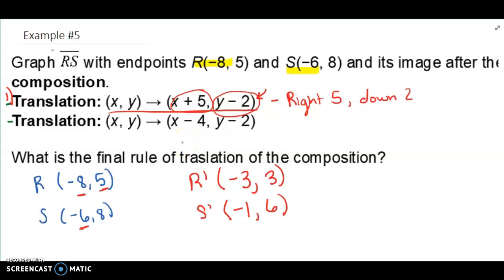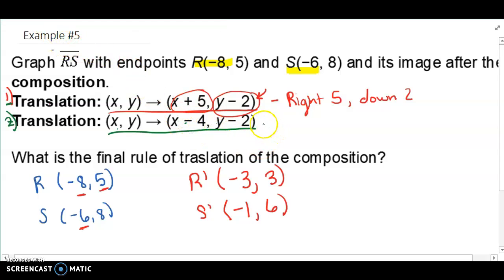All right, so now I'm looking at my second translation. Okay, so my second translation is x comma y goes to x minus 4, y minus 4. So in words, what does this rule tell us? Where are we moving using this rule? This rule tells us we're moving left 4 and down 2.